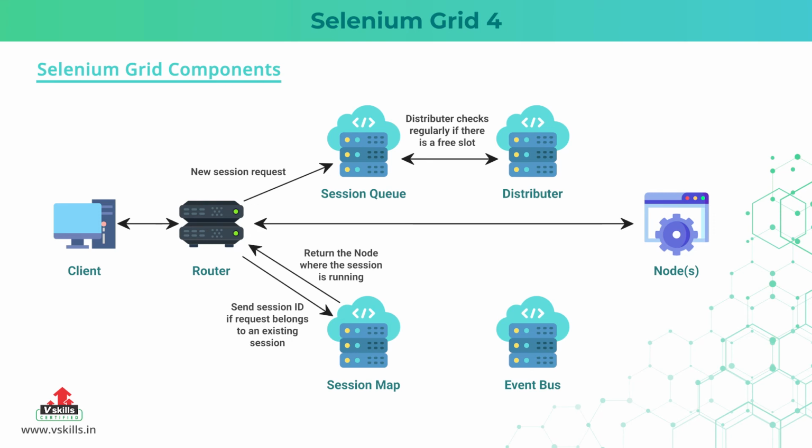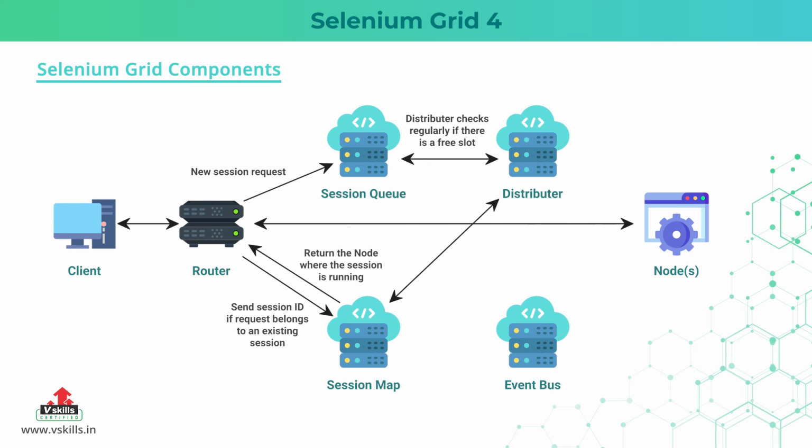2. Distributor. The distributor is aware of all the nodes and their capabilities. Its main role is to receive a new session request and find a suitable node where the session can be created. After the session is created, the distributor stores in the session map the relation between the session ID and the node where the session is being executed.